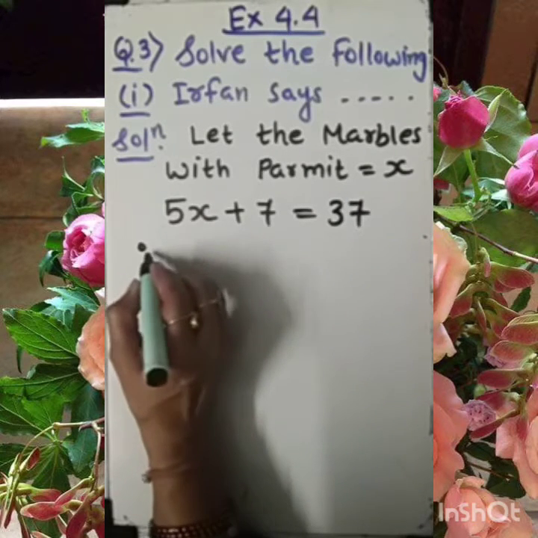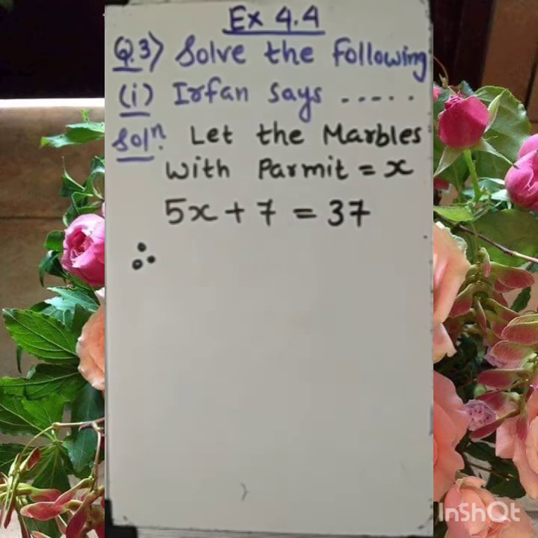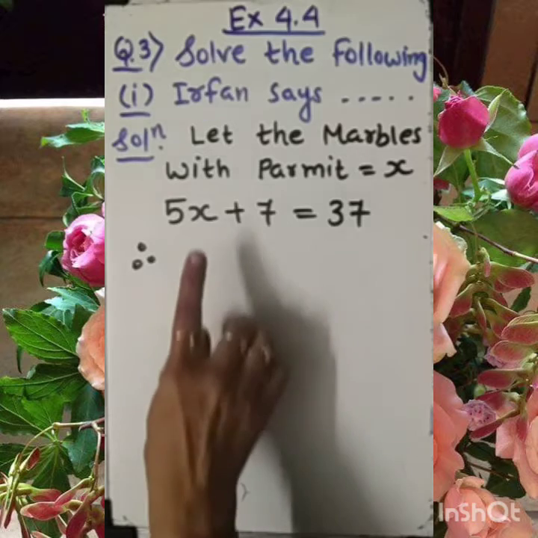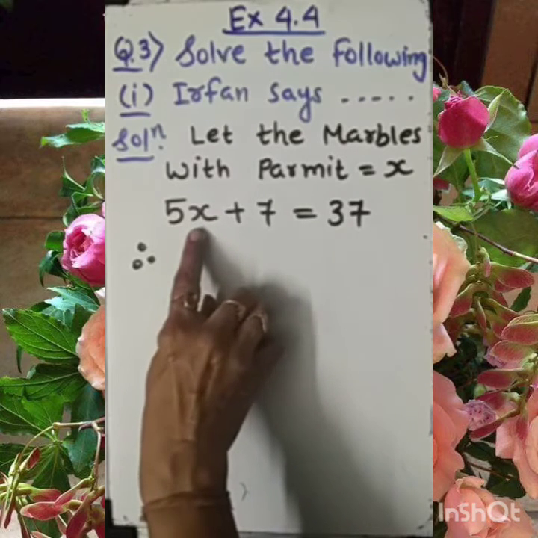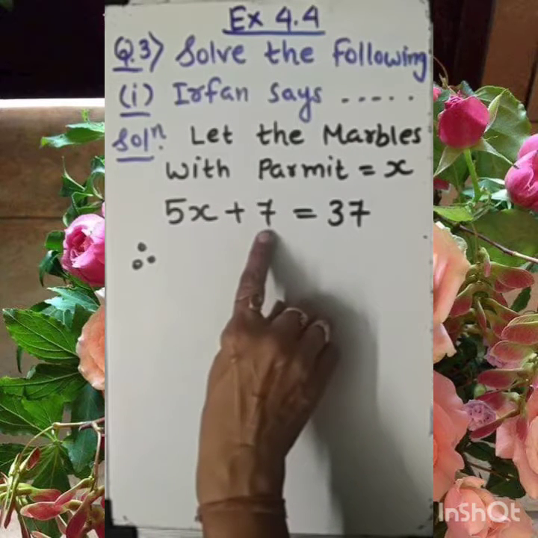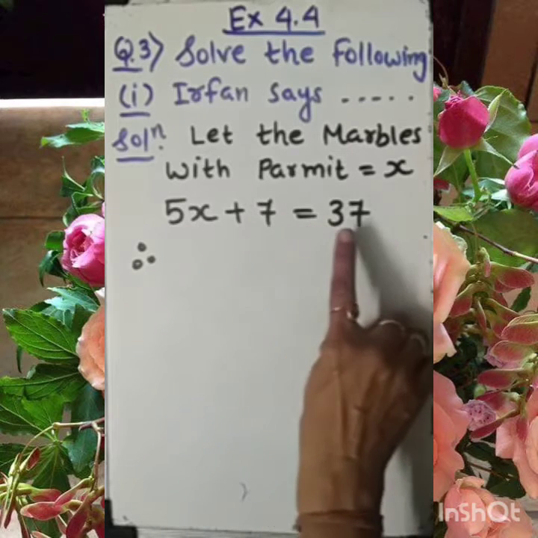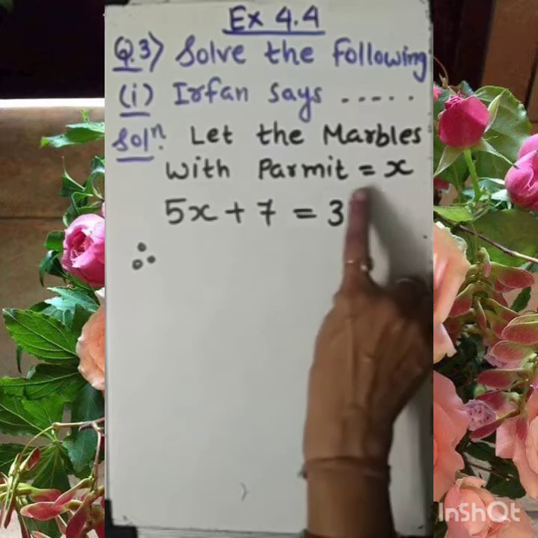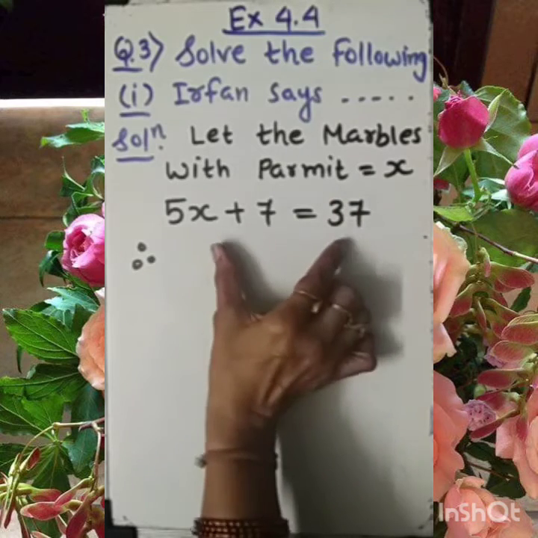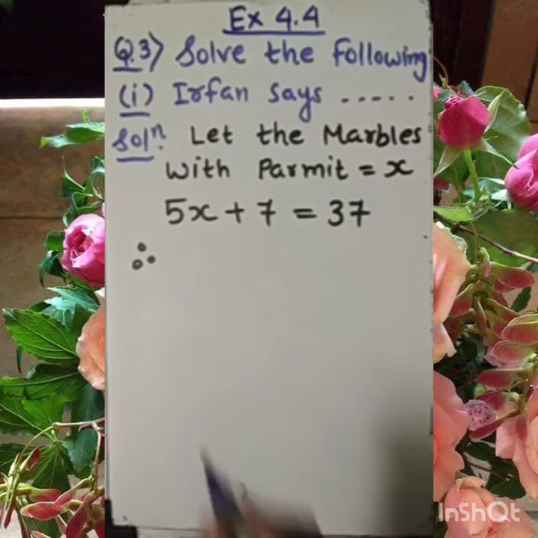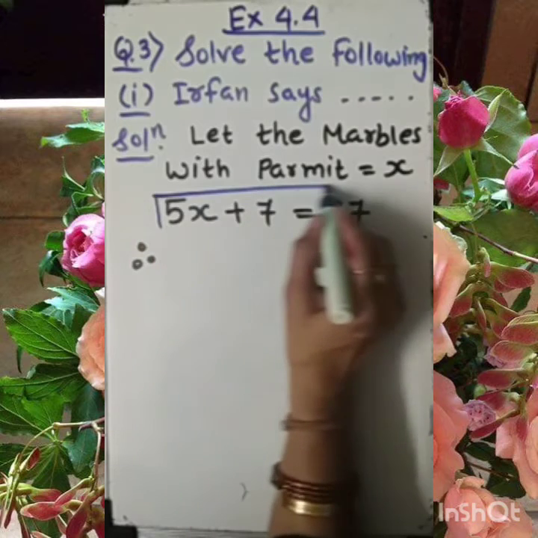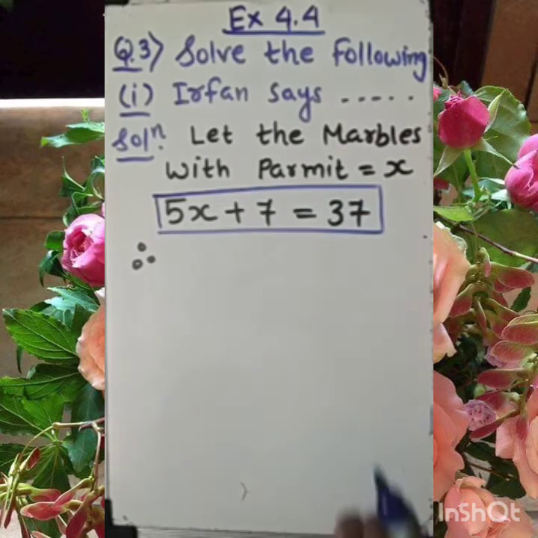Once again I am explaining here. Please go through this statement again. 7 marbles more than 5 times. 5 times means 5x. 7 marbles more than that means 5x plus 7. The marbles with Irfan, that is 37. We are equating with that. So this is our equation: 5x plus 7 equal to 37.